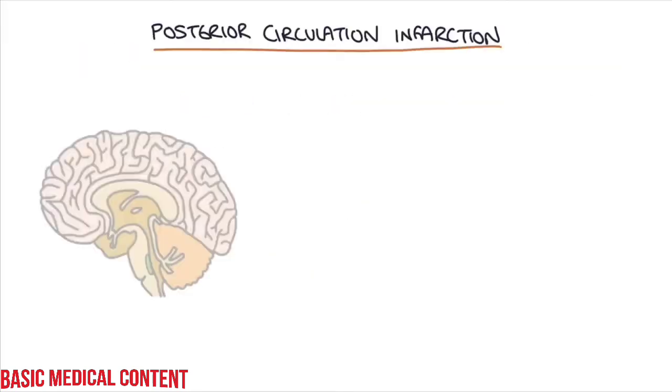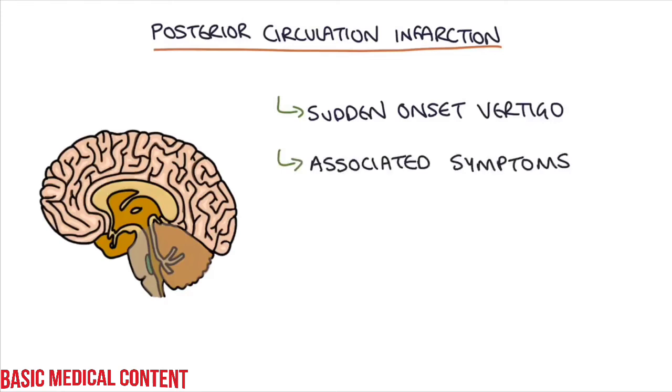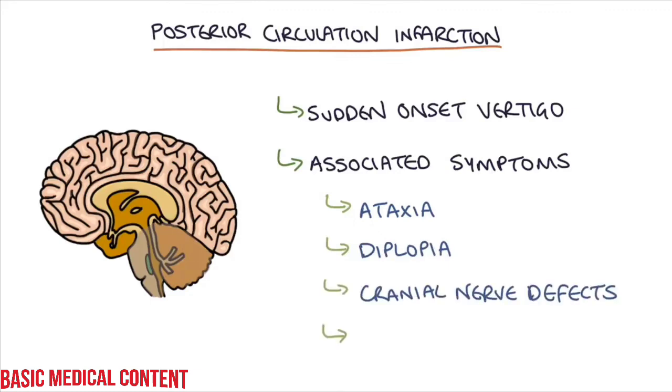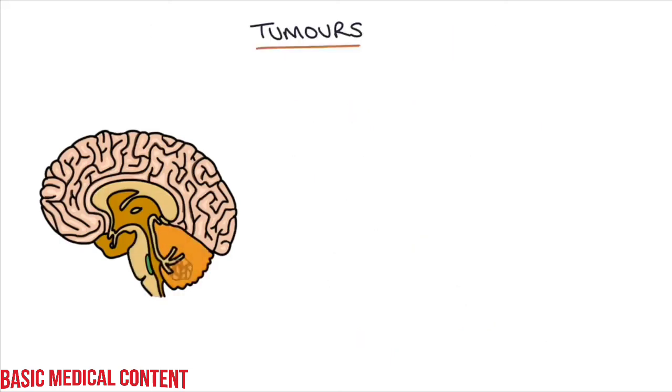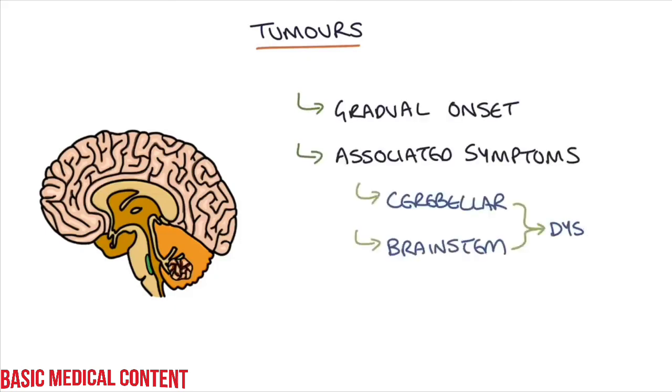First, let's talk about posterior circulation infarction. And these patients will have a sudden onset of vertigo that may be associated with other symptoms such as ataxia, diplopia, or double vision, other cranial nerve defects, or limb weakness. Tumours in the cerebellum or the brainstem will have a gradual onset with associated symptoms of cerebellar or brainstem dysfunction.